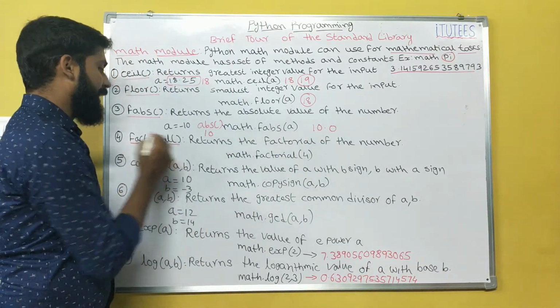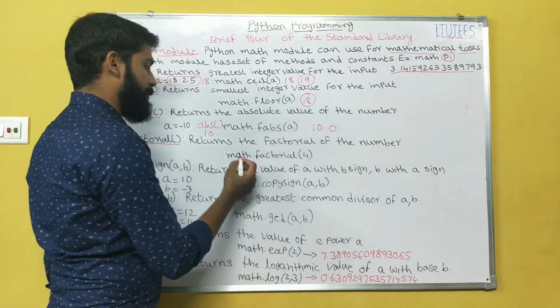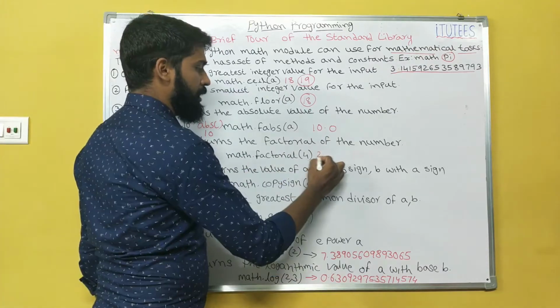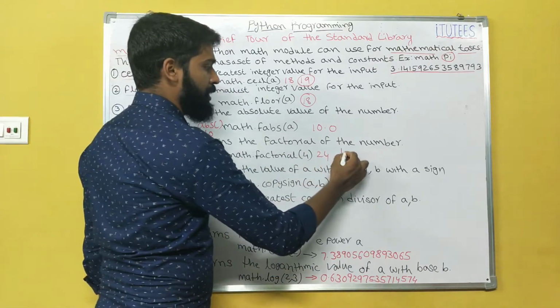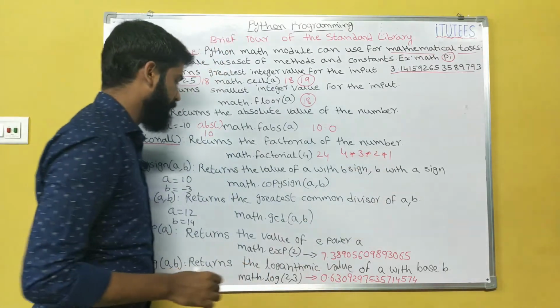Next one, factorial. It returns the factorial of the number. For example, I print math.factorial of 4. It returns 24. Factorial of 4 means 4 into 3 into 2 into 1.